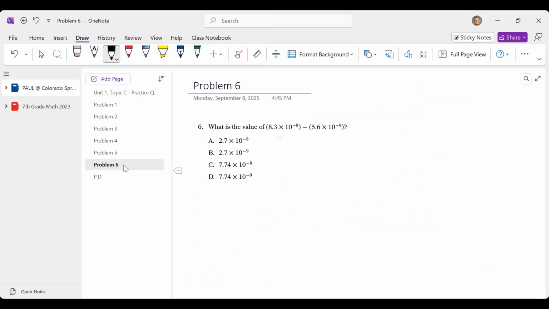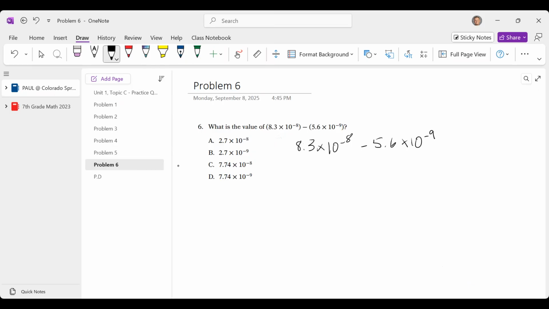Our last problem, guys and girls, it is a subtraction one. This one, if you go too fast, look at these options here. We've got ones that are very similar all the way through. So I'm going to start off by rewriting my problem. 8.3 times 10 to the negative 8 minus 5.6 times 10 to the negative 9.